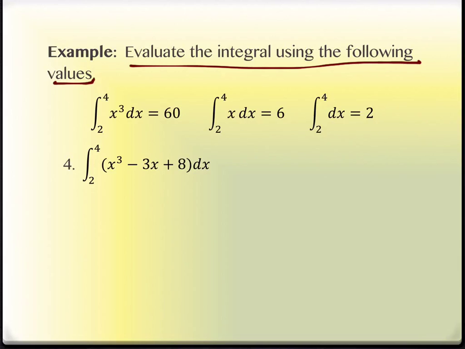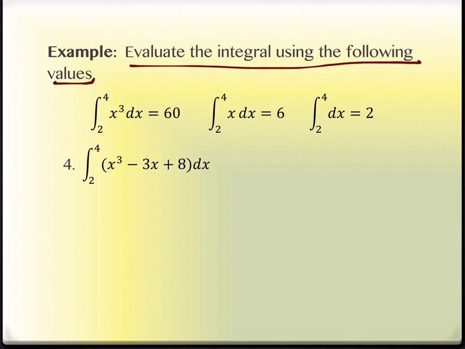Because then your work is graded as well as the answer you're getting. All right, so they actually give you three integrals. They tell you all of them are going from 2 to 4. One of them is the integral of x cubed, one of them is the integral of x, and one of them is the integral of a blank dx. Okay, there's nothing in it.